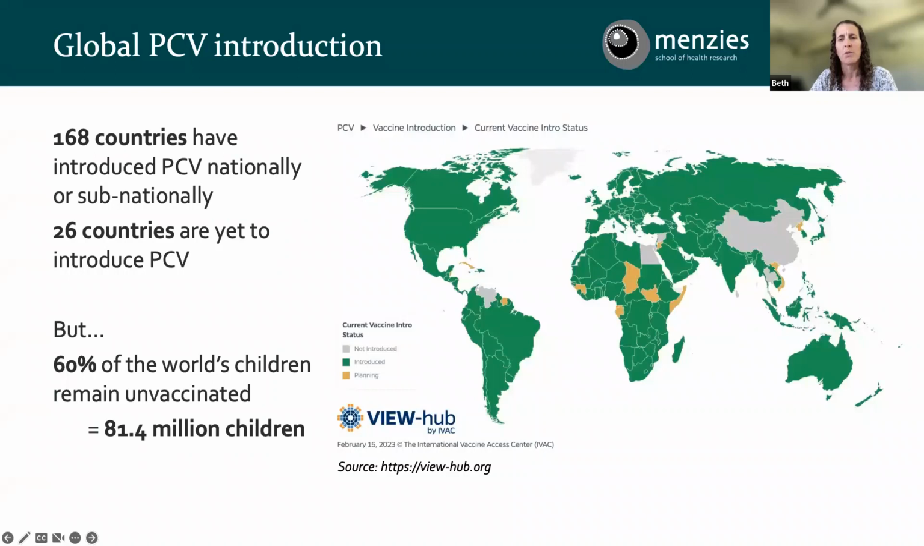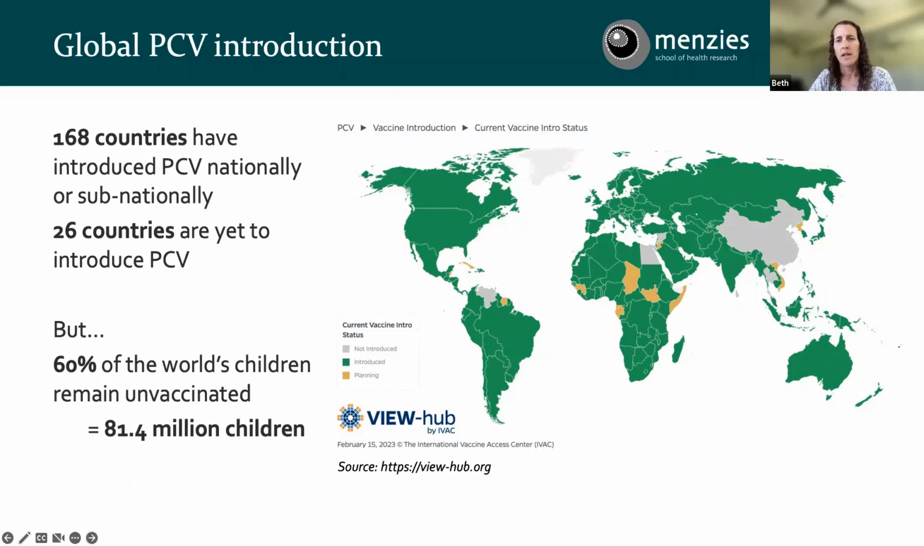But some of the world's most populous countries are yet to introduce or still have subnational introduction. And furthermore, only about 2/3 of children with theoretical access to the vaccine actually receive it. And current estimates are that there are still 81.4 million children worldwide unvaccinated against PCV.